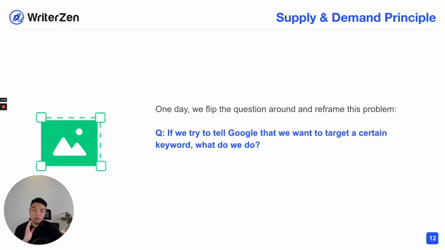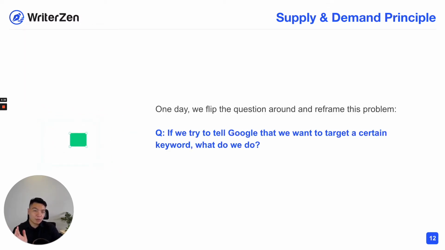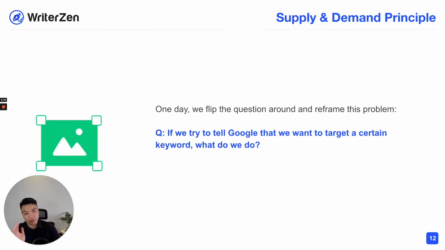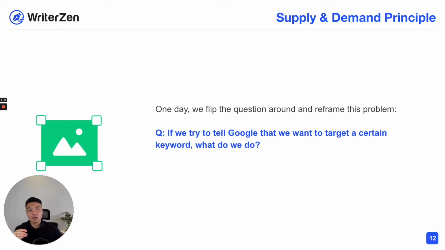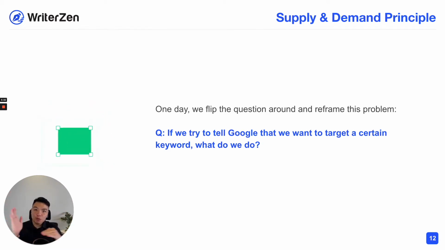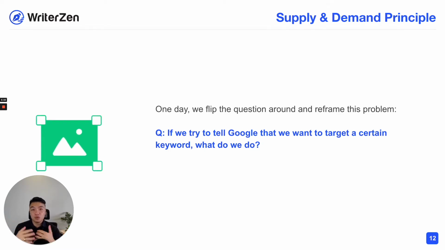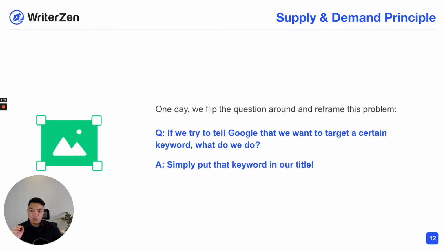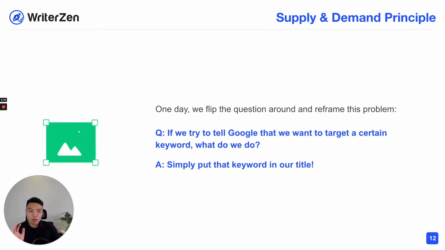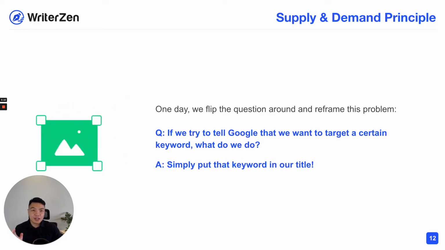So we struggled with that for a while when we were thinking about it, and we thought there has to be a way to figure out another dimension on the supply end. We have to find a way to see how many websites actually try to compete for that same keyword, so that we have a full two-dimensional picture and you can filter right away, right? So when we asked that question, if we want to tell Google that we're targeting a certain keyword, what do we do? We came up with the answer that we simply put that keyword in our title. That's the first and most fundamental step, right?